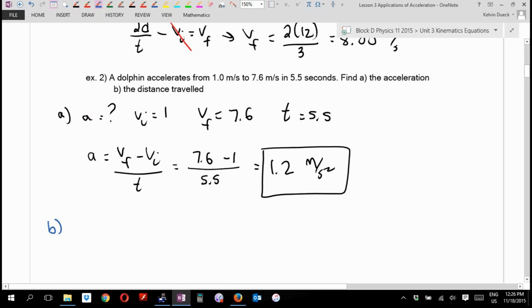B. Julie, what are they asking me to find in part B? Oh, the right D equals question mark. I didn't turn the page, so I'm not going to read it. So, Julie, I could use something with an A in it, or maybe I can find an equation that has a D and a VI and a VF and a T. Which equation can I use here? Yeah. D equals 1/2. Keep going.